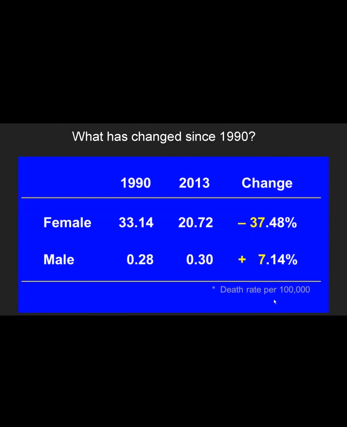So to look at this another way, what has changed since 1990 is that we've had a reduction in breast cancer mortality of approximately 37%. Now, cancer in general is in an upward trend, and breast cancer is in an upward trend. So if you compare that to males, the only difference here is females are screened, males are not. And breast cancer mortality has increased for males, which likely reflects that in general, breast cancer is in an upward trend.